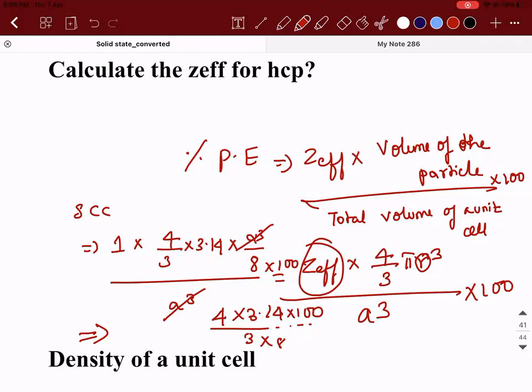Now for the next one, that is for FCC, your packing efficiency will be 74. So the remaining 26 will be your void. So which is more efficient? Just compare all. Got this thing clear with atomic radius, edge length, and packing efficiency. Everything is clear.